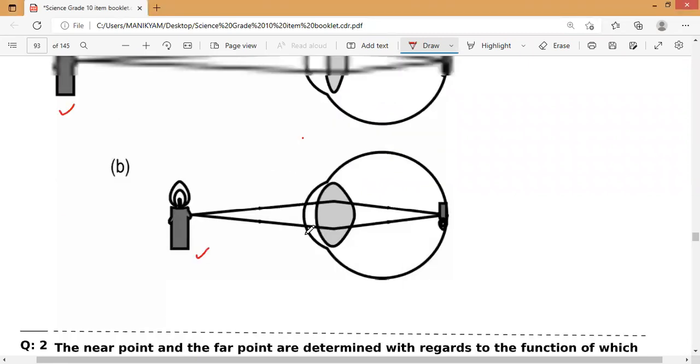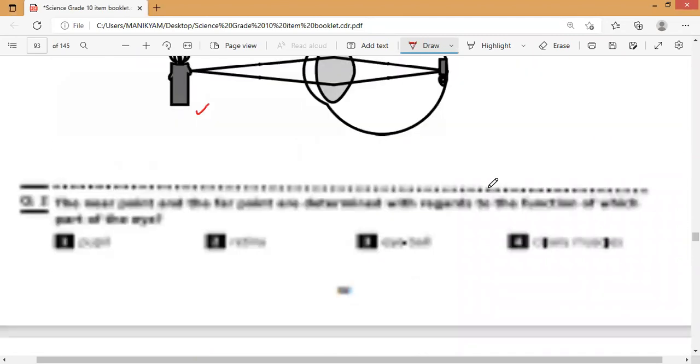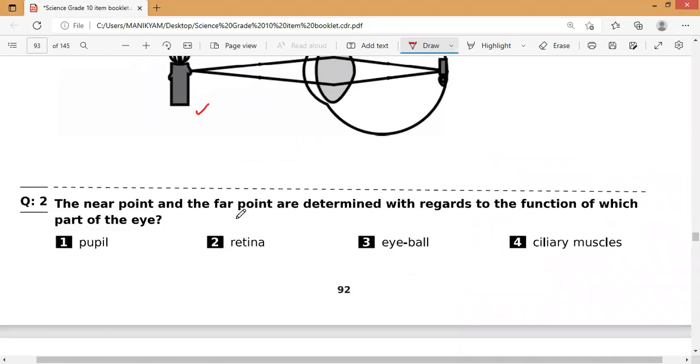Now let us see what they are asking. Answer the following questions based on the information given below. First question: the near point and the far point are determined with regard to the function of which part of the eye? Anybody?